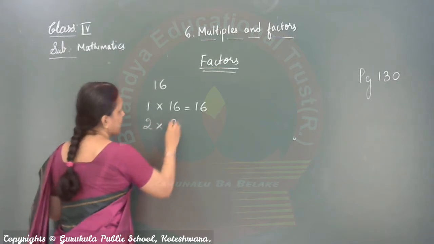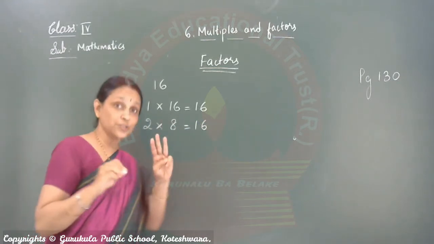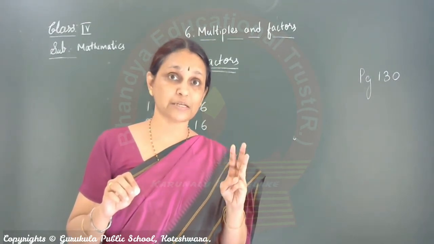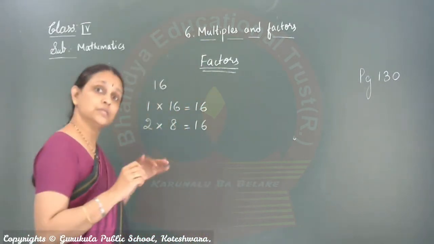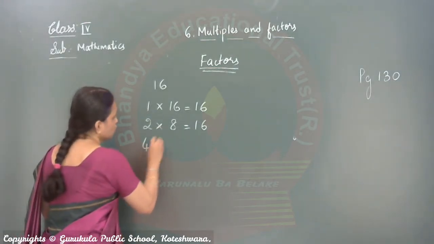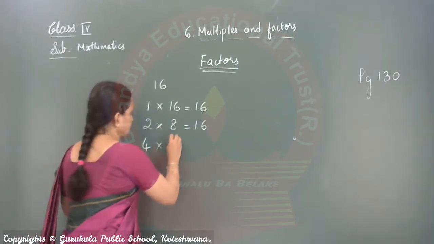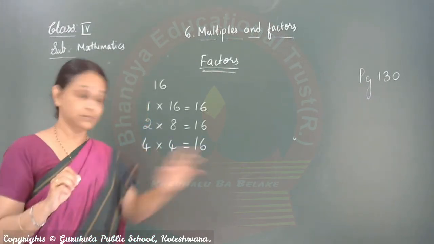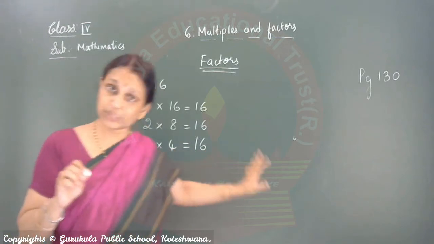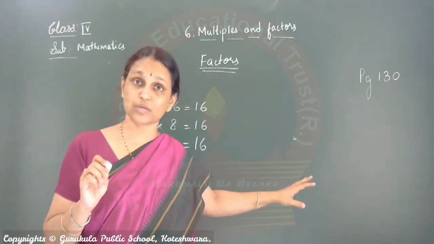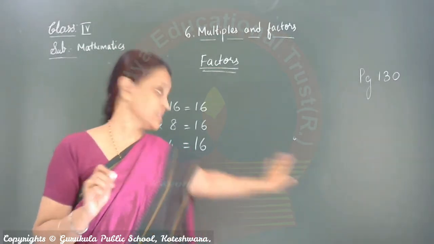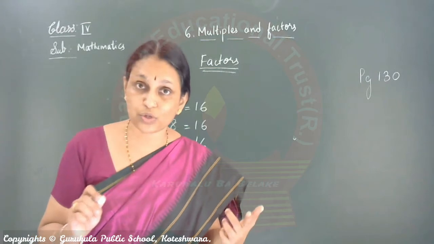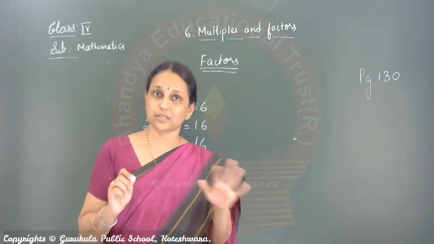Of course, 2 eights are 16. In 3 tables will 16 come? 3 ones are 3, 3 twos are 6, 3 threes are 9, 3 fours are 12, 3 fives are 15. 16 will not come. 3 sixes are 18. So, go to 4 ones. It will come. Yes, 4 fours are 16. Next, 5 ones. Will it come? 16? No. 6 ones are 6, 6 twos are 12, 6 threes are 18, 16 will not come. 7 ones are 7, 7 twos are 14, 7 threes are 21, 16 will not come.